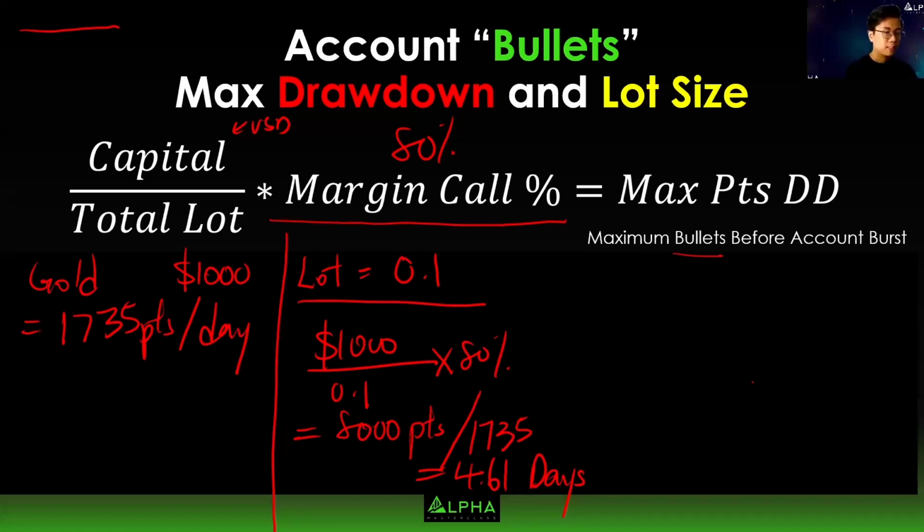Okay, so what does this mean? This means if today you go ahead and open a gold trade, you buy gold with 0.1 lot, it goes up and suddenly reverses all the way down. The maximum down that you can afford, the distance from up to down, is 8,000 points, which is equal to 800 pips.